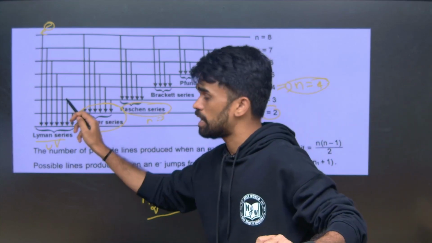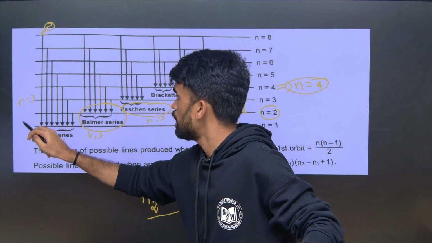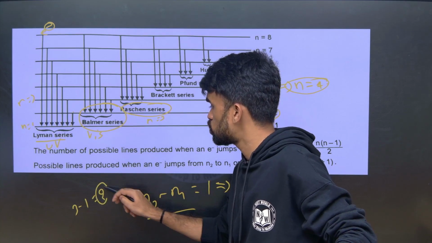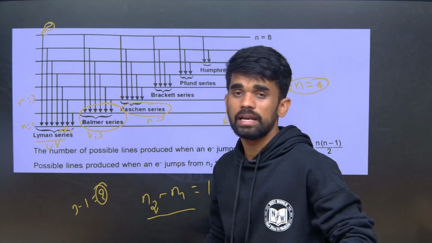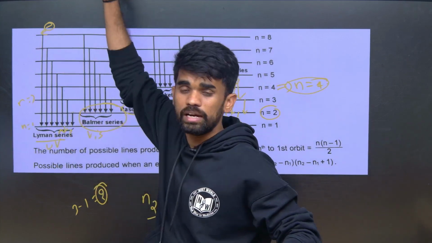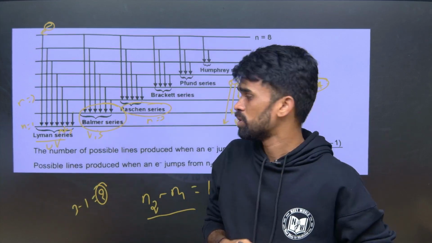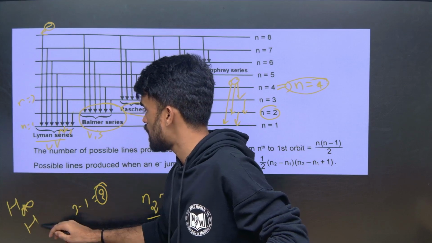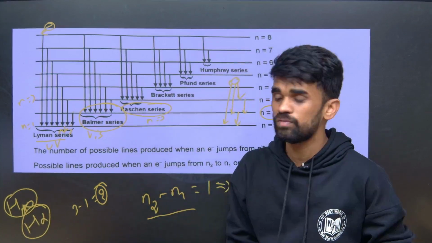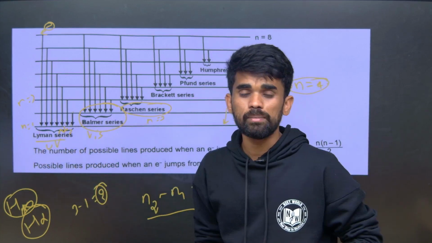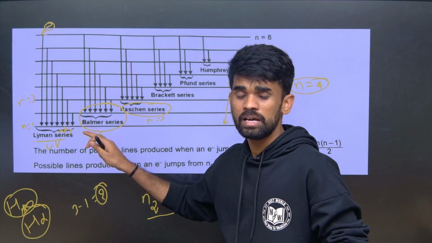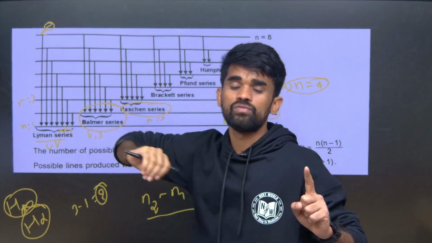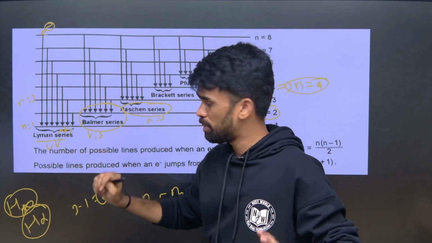If the electron is falling from n equals 3 to n equals 1, then n2 minus n1 is 3 minus 1, which is 2. So we call it the H beta line, then the H gamma line, and so on. The last line, from infinity to the first level, we call the H infinity line. This H infinity line and the H alpha line are the limiting lines of that particular series. So the limiting lines of the Lyman series are H alpha, where n2 to n1 differ by 1, and the last one, n infinity to n1.